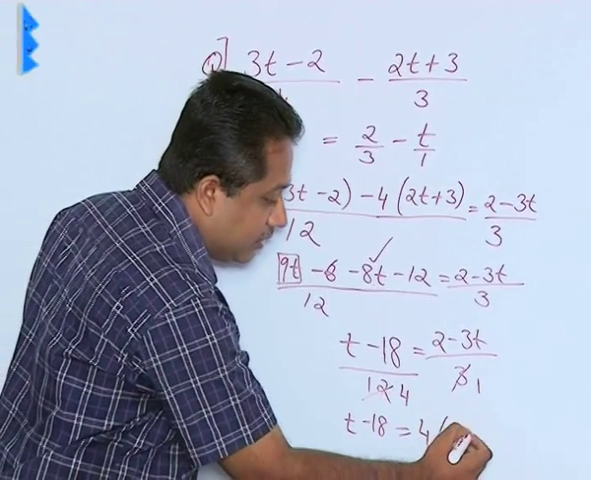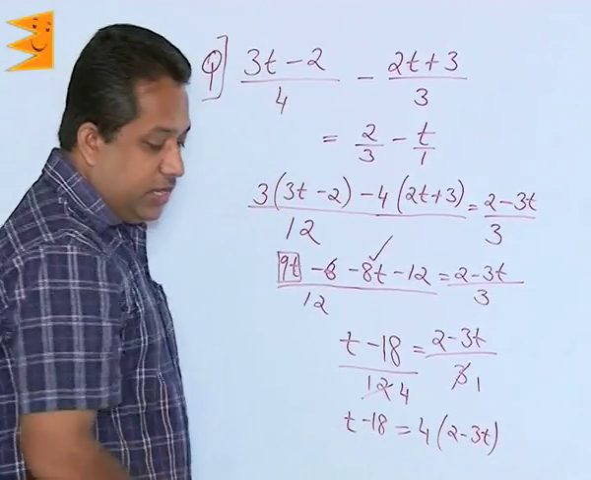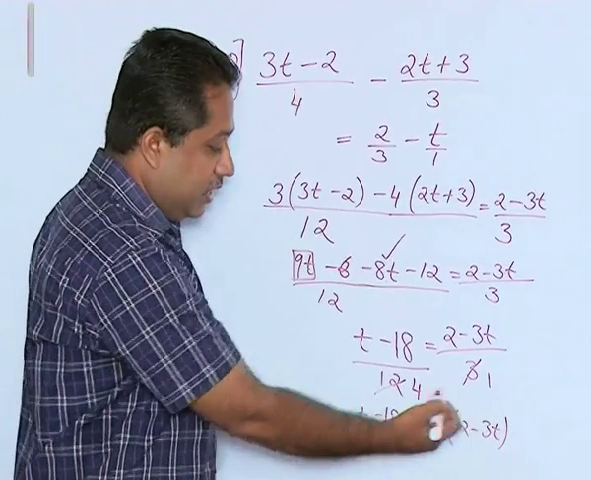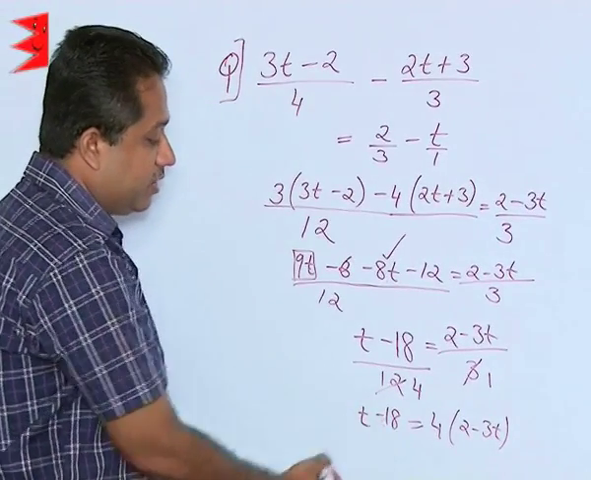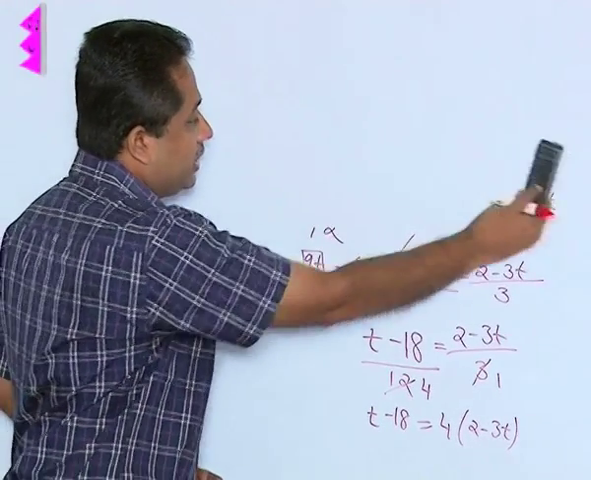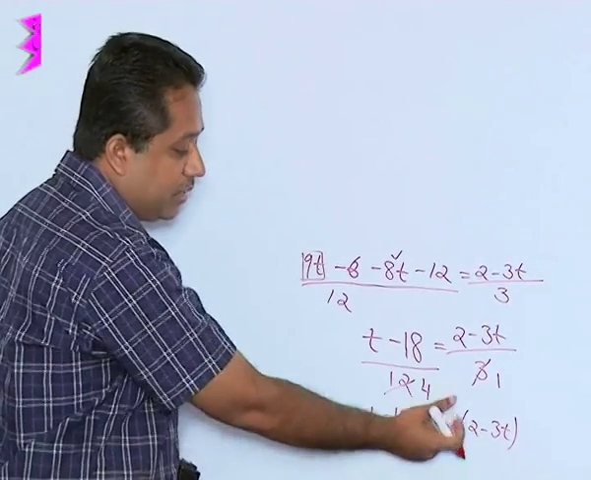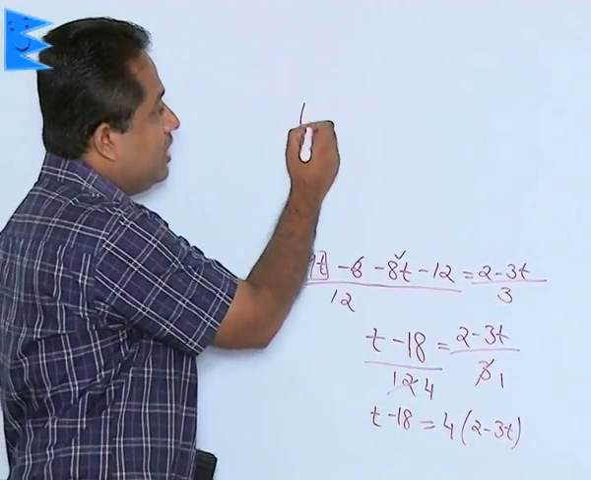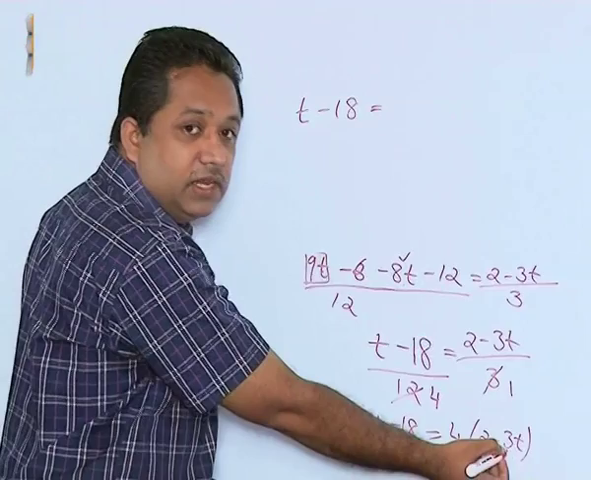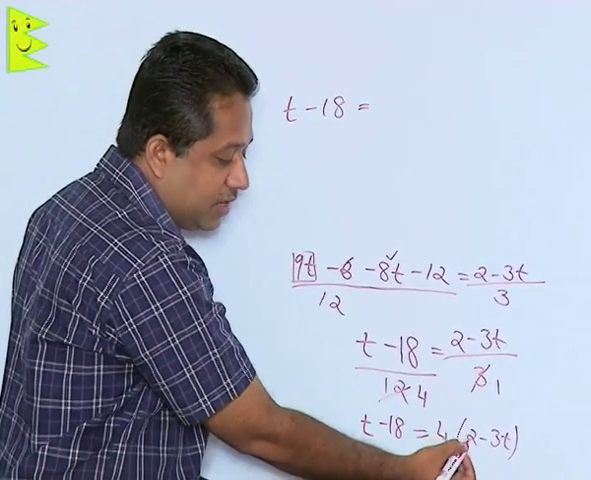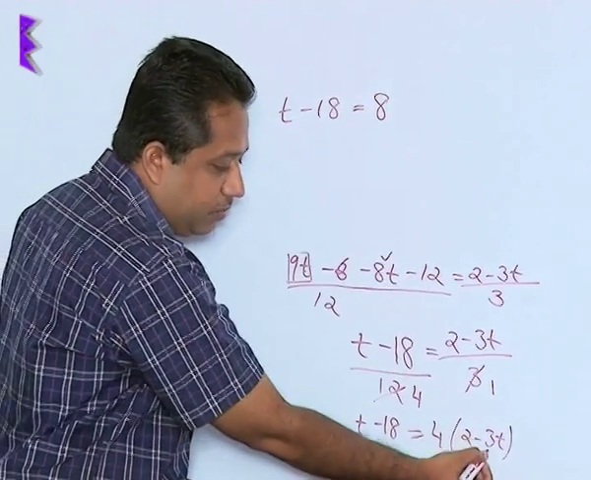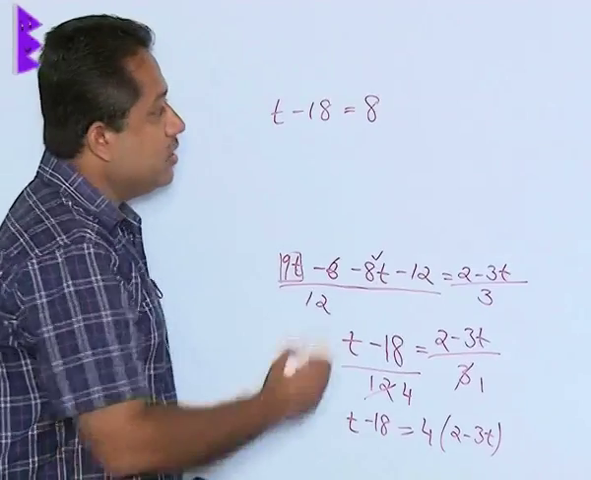2 minus 3t. So, therefore, now on the LHS you are getting t minus 18 and on the RHS it is 4 into 2 minus 3t. On the LHS we can't do anything, that will be as it is. But look at the RHS, that has to be solved further by opening the brackets. We will have to multiply 4 and 2. So, 4 into 2 becomes 8, 4 multiplied by minus 3t, that is going to become minus 12t.